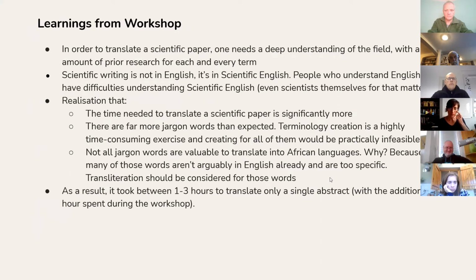And so we learned a number of things from this workshop. One of them was that in order to translate a scientific paper, you need to have a deep understanding of the field. The second was that when scientific writing is published in English, it isn't actually in English. It's in a specific dialect of scientific English. And that dialect is often very particular to the field itself. And so people who understand English, or even understand their own field's scientific English, have difficulty understanding something from a different field.